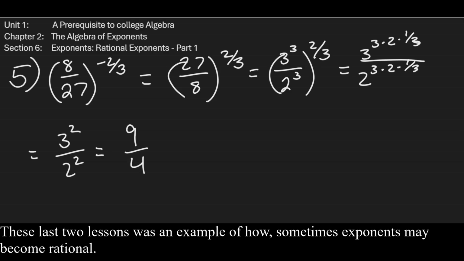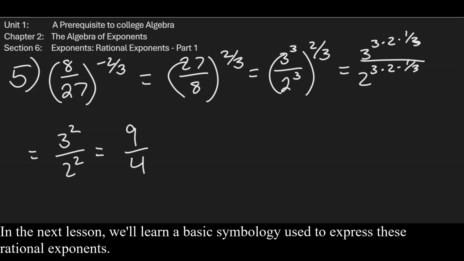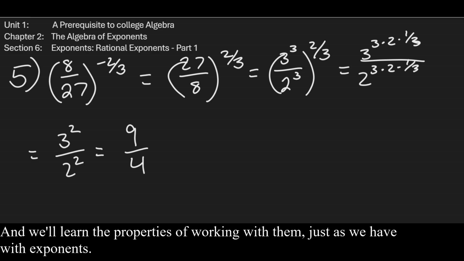These last two lessons were an example of how sometimes exponents may become rational. In the next lesson, we'll learn a basic symbology used to express these rational exponents, and we'll learn the properties of working with them just as we have with exponents.